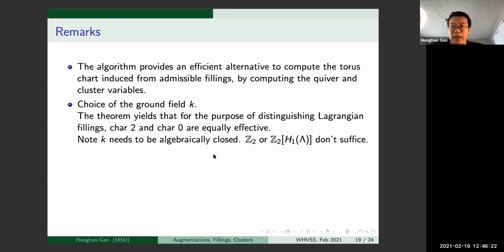And I do want to emphasize that in this case, for the purpose of distinguishing fillings, you have to work with an algebraically closed field. If you take Z2, or even Z2 adjoining the homology classes, they're not algebraically closed, so they don't suffice. But once it's algebraically closed, this is as good as C, the complex numbers.